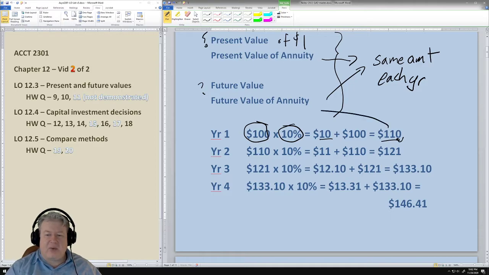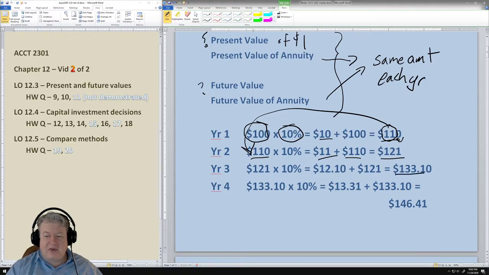Well, we take that and we start over and say on year 2, I start off with $110. I get 10% of that. Well, that's $11. And then I add that to the 110 at the beginning of the year, and I have 121. I do that every year, right? I take whatever the accumulated amount plus its interest and then multiply that by 10%. So 10% of 121 is $12.10, plus the 121 is $133.10, etc., etc.